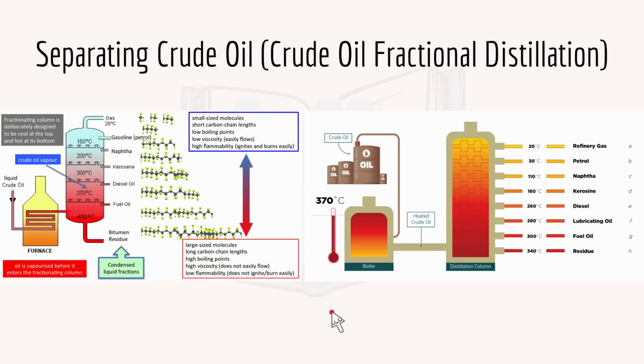So move on to crude oil fractional distillation. As you can see, you can have a read of all the information over here for how you can separate crude oil. And here's the boiler, and here's the distillation column. So crude oil is pumped into the distillation column over here, and it will evaporate based on their boiling points, like the different hydrocarbons in the crude oil. So here's refinery gas, petrol, and these things.